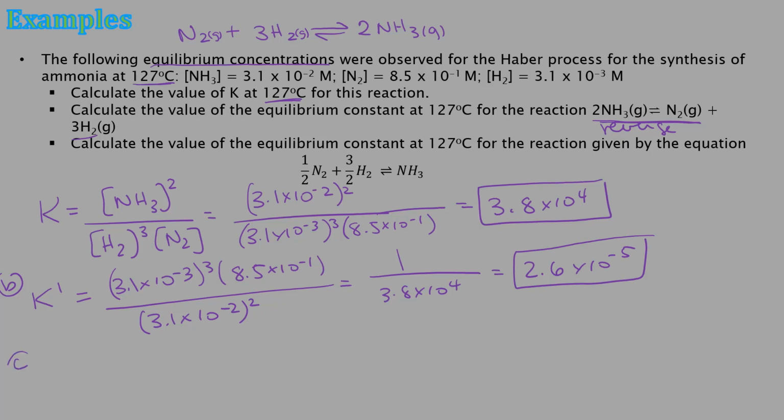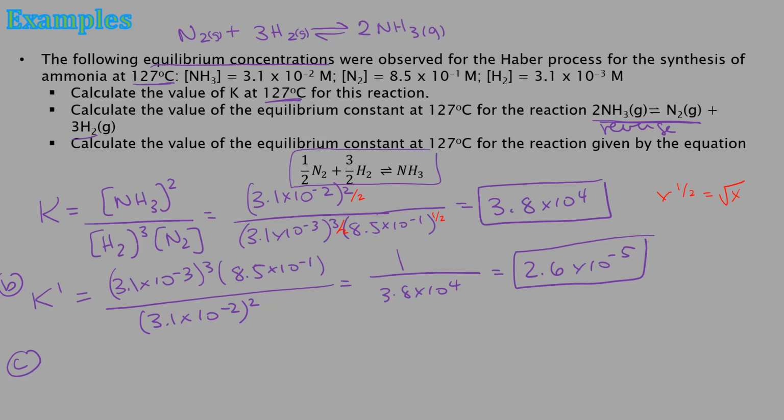Okay, and then this last one, calculate the value of the equilibrium constant at 127. We have this. So I've halved all of the coefficients from the original reaction. So if I'm going to halve all of these, this one is halved, this one is raised to the 1/2, and this is halved. Whenever you have something raised to the 1/2, that's the same thing as taking the square root. So I'm basically taking the square root of all of these, which means I'm taking the square root of K.